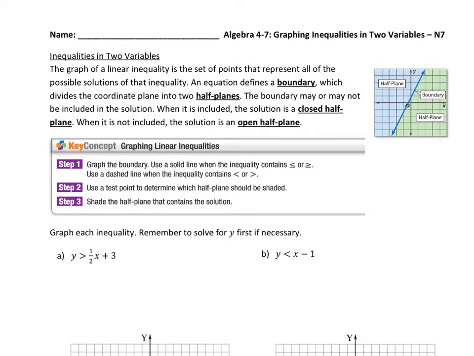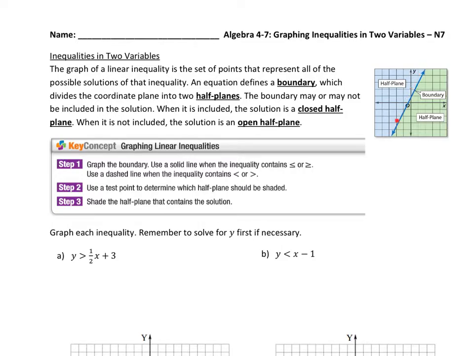Algebra Unit 4, Lesson 7, Note 7: Graphing Inequalities in Two Variables. The graph of a linear inequality is the set of points that represent all of the possible solutions of that inequality. An equation defines a boundary, which divides the coordinate plane into two halves.